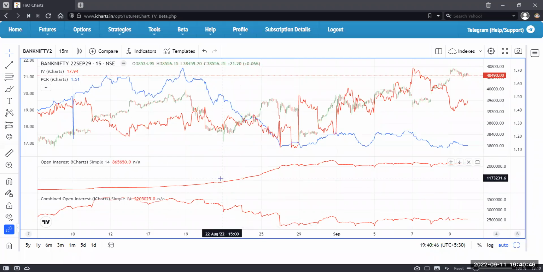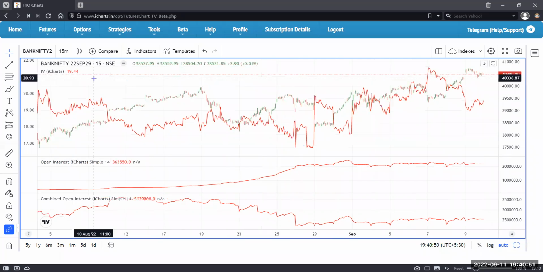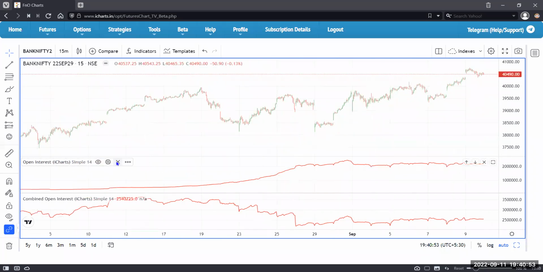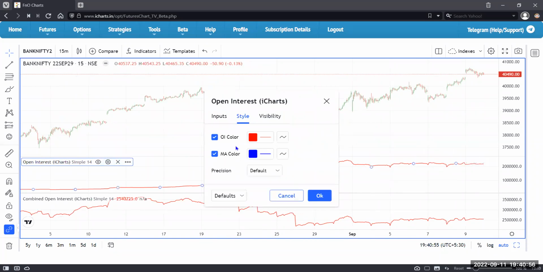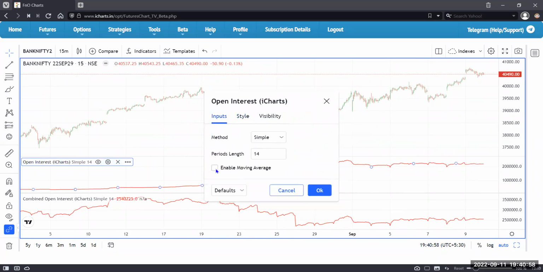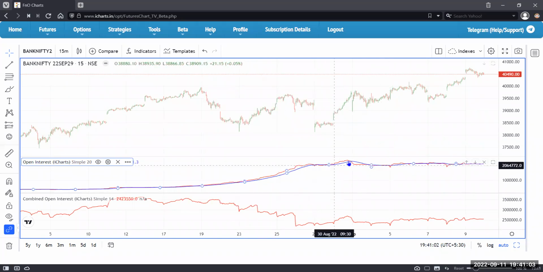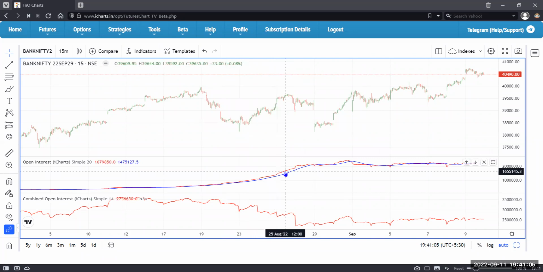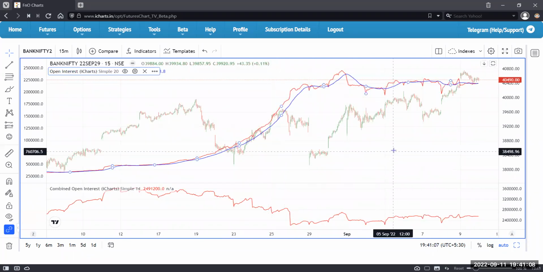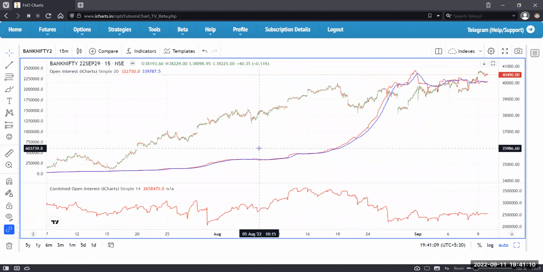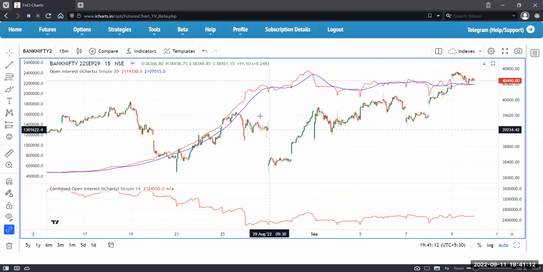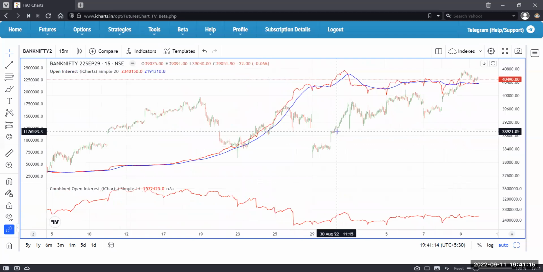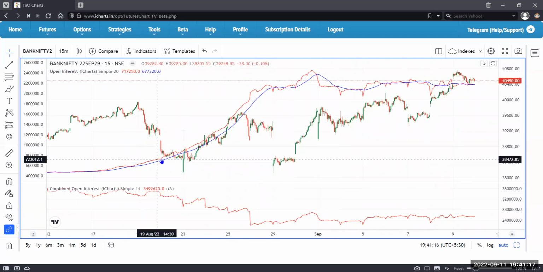You can do that. Open interest also, let me remove PCR and IV. For open interest, people like to see a moving average also. So you can enable the moving average here and say, let me make it 20. If it is not clear over here, you can just click and move it here. People like to use this. This will be a lot better to look at. So this is the open interest for this contract.